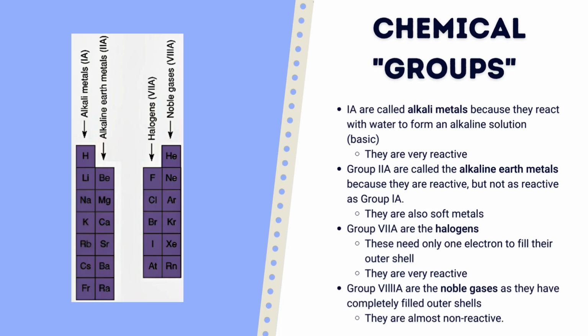In summary, for chemical groups, we have alkali metals, which are highly reactive, reacting with water to form an alkaline solution. Next, we have alkaline earth metals, which are soft metals that are also reactive, but not as much as alkali metals. Halogens come next and require only one electron to fill their outer shell, making them highly reactive. Finally, we have noble gases, which have completely filled outer shells, making them almost non-reactive.